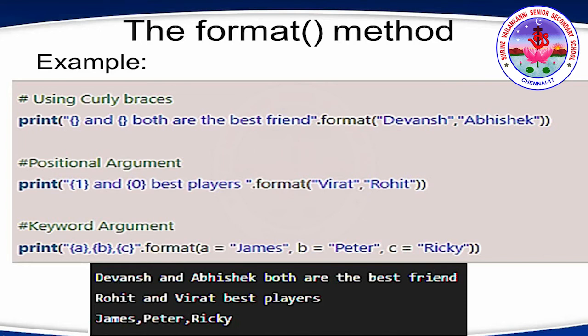Next is keyword argument. So keyword argument, print A comma B comma C all within braces. Dot format of A is equal to James, B is equal to Peter, C is equal to Ricky. So here what we have done is we have assigned the values or the strings to the variables. So we use the variables to print the values. So A comma B comma C prints James comma Peter comma Ricky.